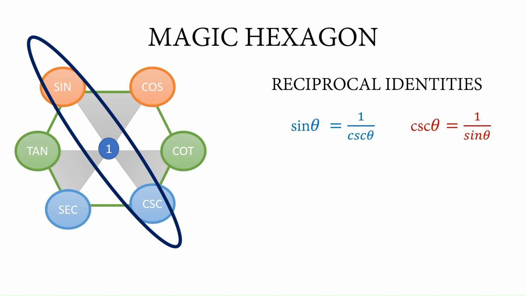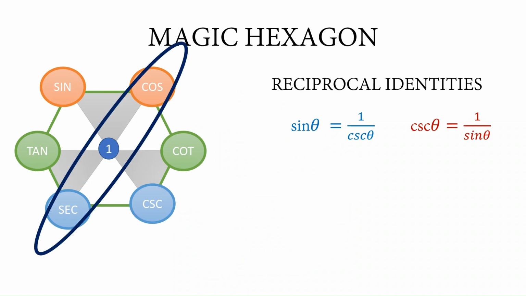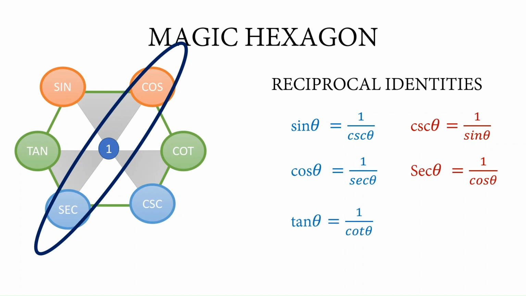Let us consider another diagonal. In this diagonal, cos and secant are on the vertices, which means cos into secant is equal to 1, or cos and secant are reciprocal to one another. From that we can write cos is equal to 1 by secant or secant is equal to 1 by cos. Consider the next diagonal, that is with tan and cot. For tan and cot also, we will get a similar relationship. Tan into cot is equal to 1, or tan equal to 1 by cot, or cot equal to 1 by tan.